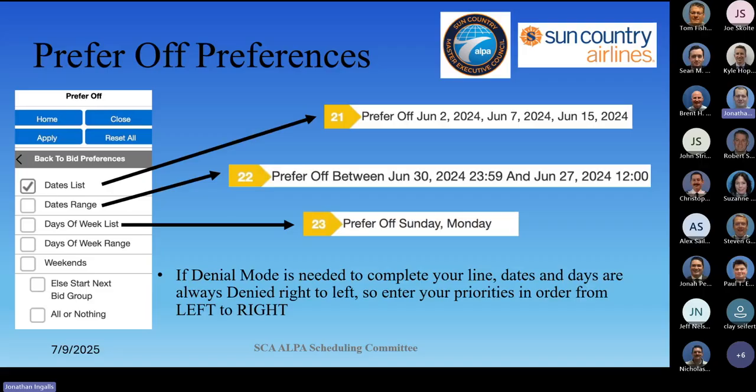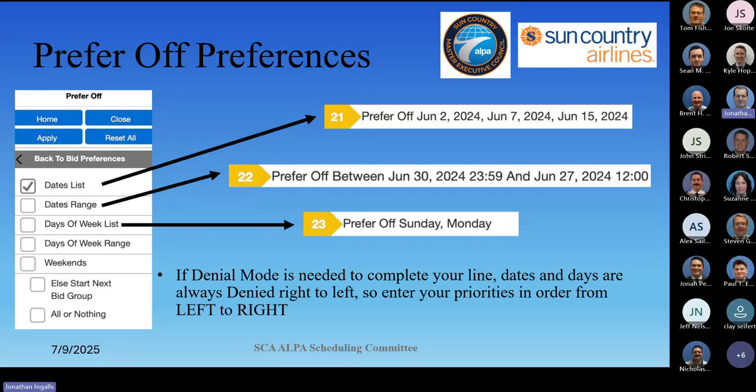And again, the order you type things out is you're telling the system the most important thing. So let's assume we have to enter into denial mode. We have lines 21, 22, 23 here. Line 23, you said prefer off Sunday and Monday. Because Sunday is written first, you're telling the system that's your priority. So the system will deny prefer off Monday before it denies prefer off Sunday.